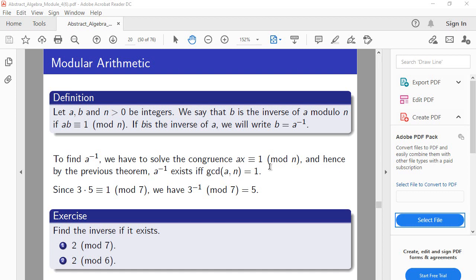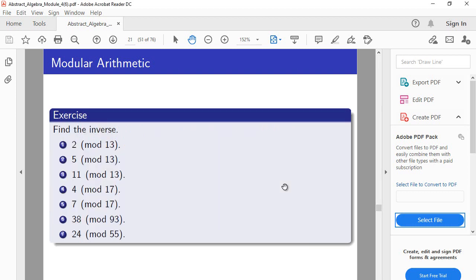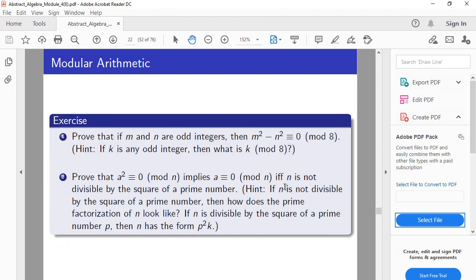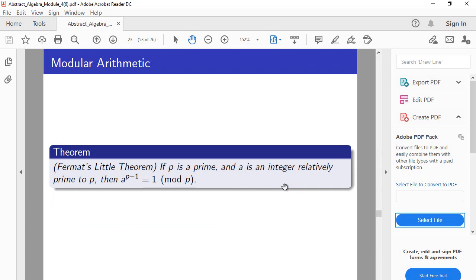Okay, so that's all I want to say about multiplicative inverses. There are a couple of exercises on this. In the next video, we will be looking at Fermat's Little theorem.